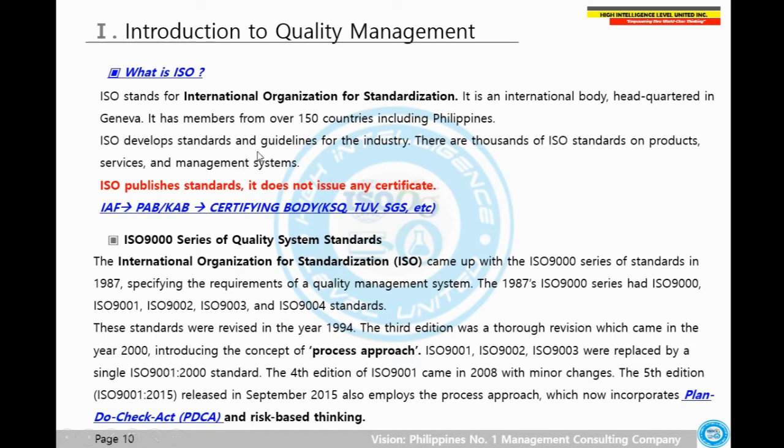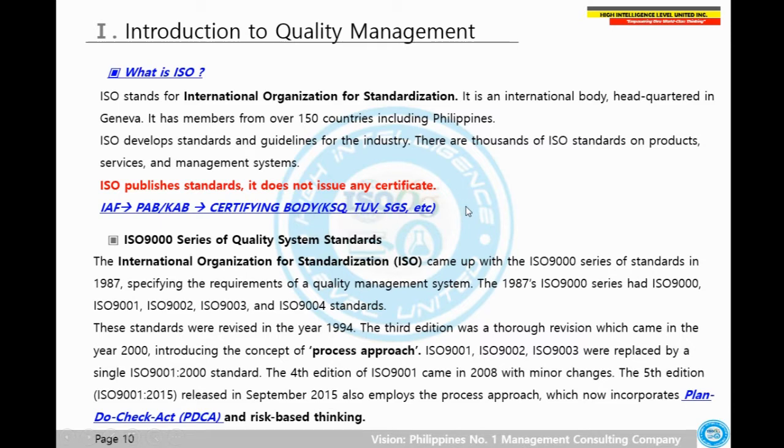ISO develops standards and guidelines for the industry, not only for products, but also for services. And ISO publishes standards; it does not issue any certificate.